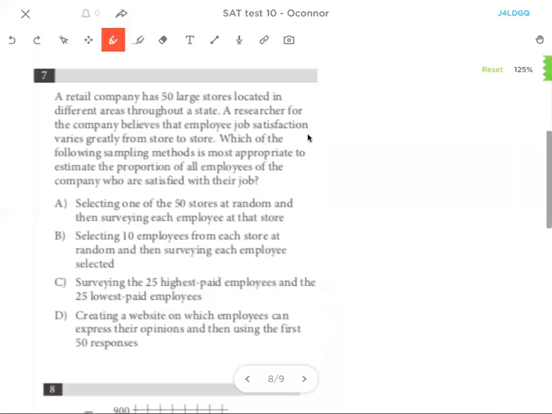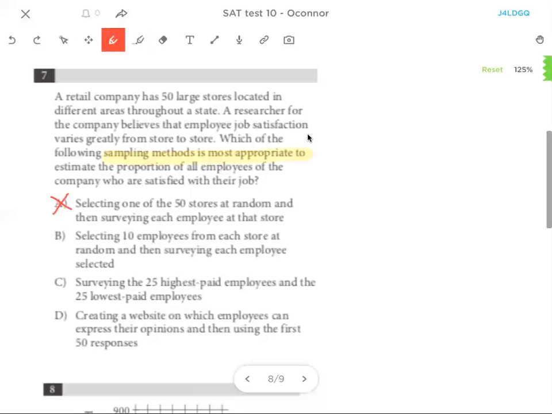It says a researcher for the company believes that employee job satisfaction varies greatly from store to store. So some stores are very happy, some are not, and there's everything in between. They want to know what sampling method is most appropriate to estimate the proportion of all employees in the company who are satisfied. So selecting one of the 50 stores at random and then surveying, that's not a good idea. You're only going to find out what happens at that one store.